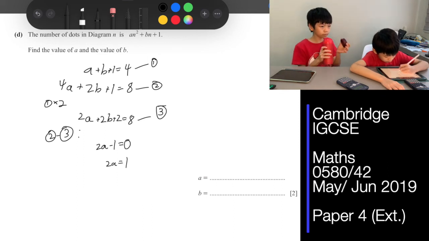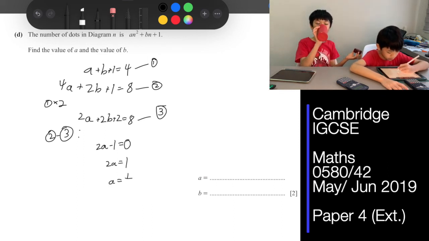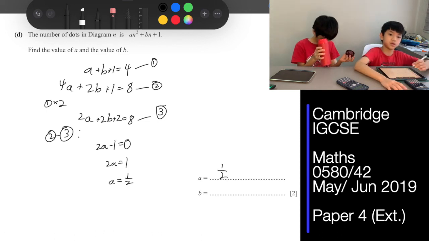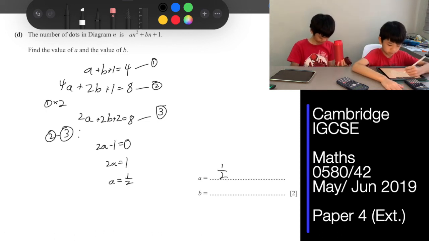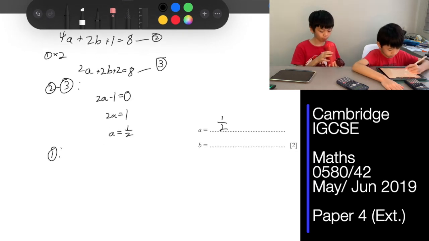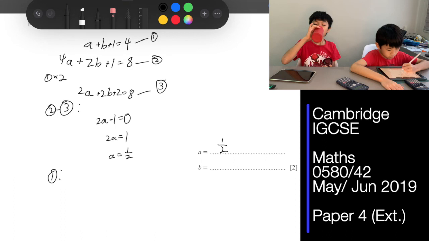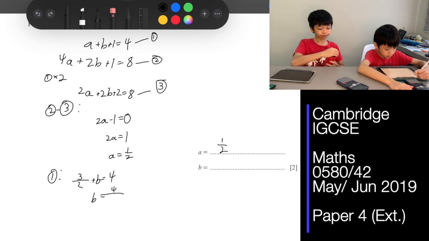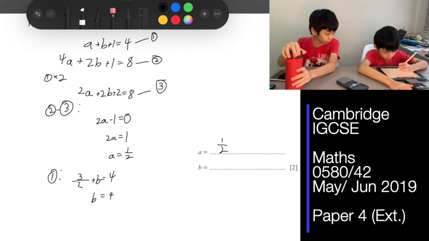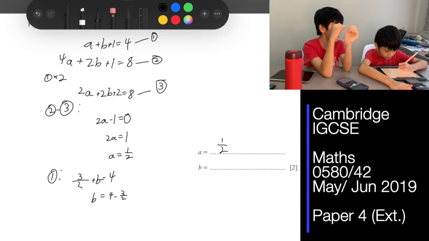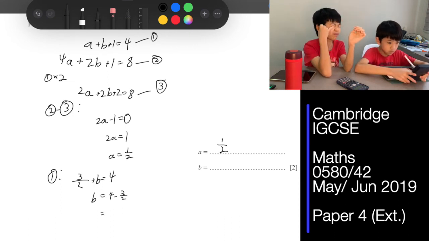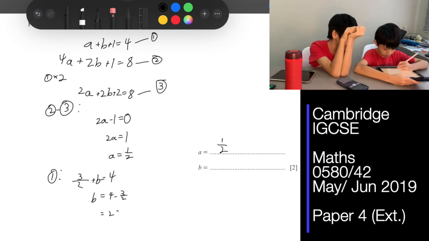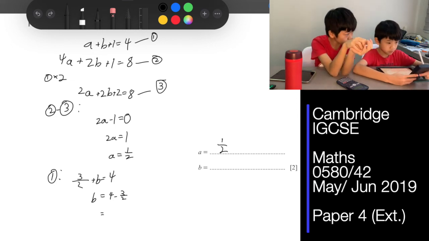So 2a equals 1, a equals 1/2. Then now we use substitution. So we'll put it into equation 1. So 1/2, basically 3/2, plus b equals 4. So b equals 4 minus 3/2, which is 2.5 or 5/2.